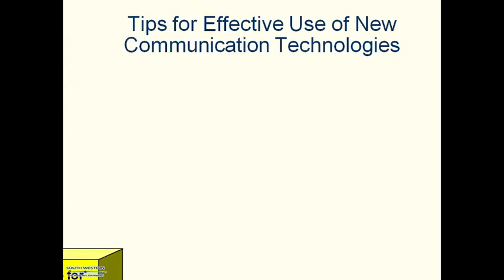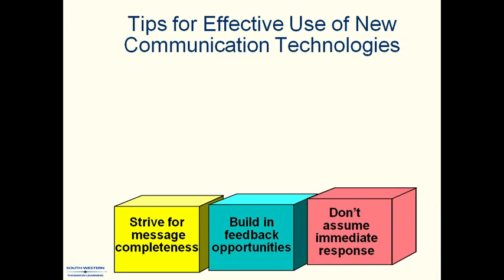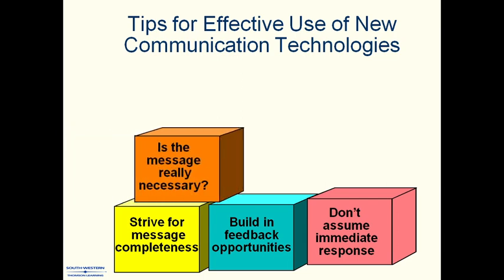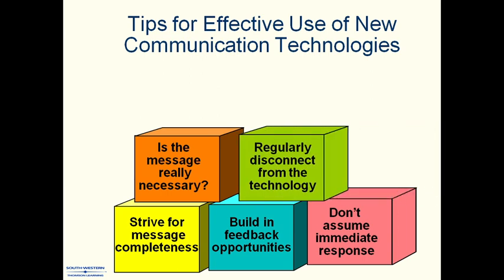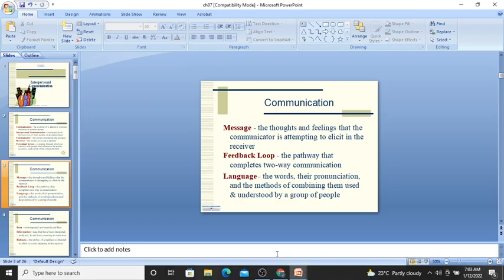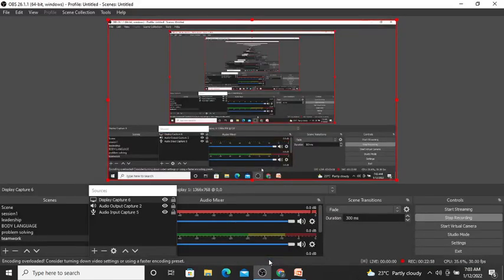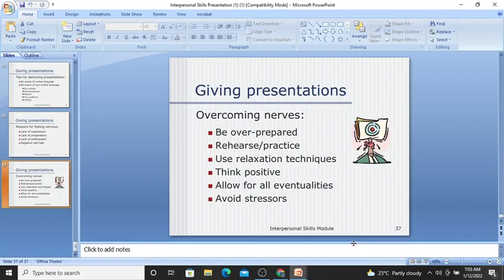So to be effective, one thing is to strive for clear messages and build in opportunities for feedback, and don't assume that immediate responses mean the message is understood. Really, disconnect from the technology and provide social interactions and opportunities. This is what we call interpersonal communication, and this kind of interpersonal communication really works in a way that comes to the importance of the organization.